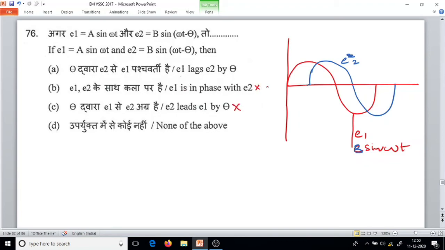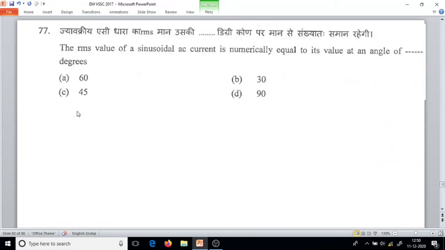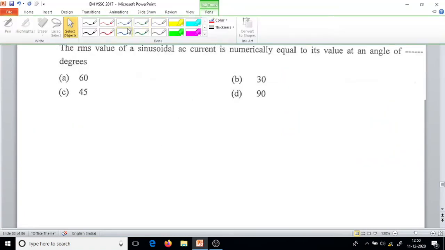E1 is in phase? Not in phase. In phase means they should come together. How together one girlfriend and boyfriend will walk? Same way together. It has to be. Then only it is in phase. A. E1 lags E2 by theta. E1 lags is telling. Actually, E1 is leading. So this is also wrong. So the answer is option D, none of the above.